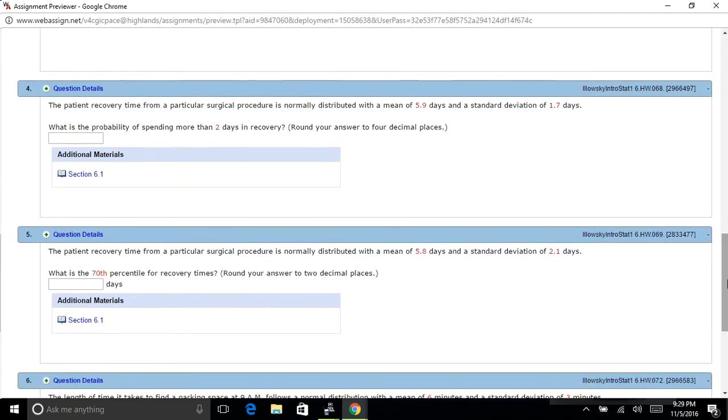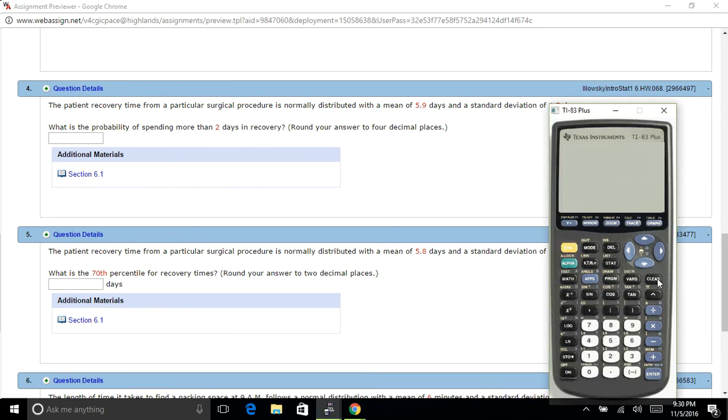All right, this is where we start using the actual normal CDF and inverse norm function that you'll see in the videos. So let's do this one. So a patient's recovery time for a particular surgical procedure is normally distributed with a mean of 5.9 and a standard deviation of 1.7. What is the probability of spending more than 2 days in recovery? All right, I've made a sheet to help you with these and what to put in the scenarios. You really need to look at that study guide and watch the videos for the lectures to understand it. But I'm going to show you quickly how to do this one.